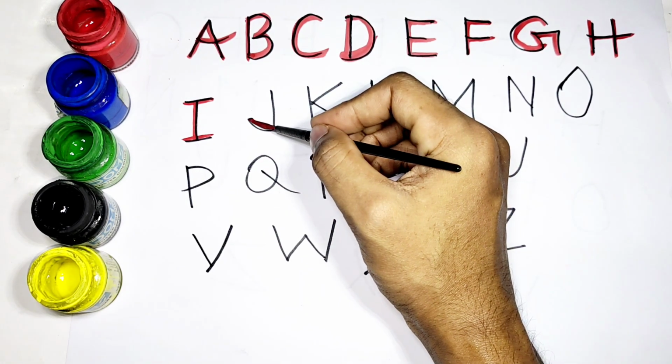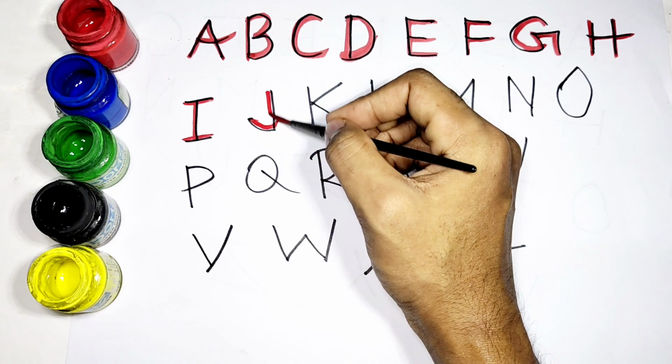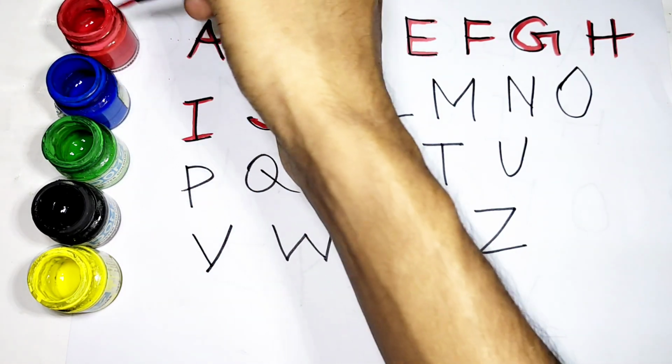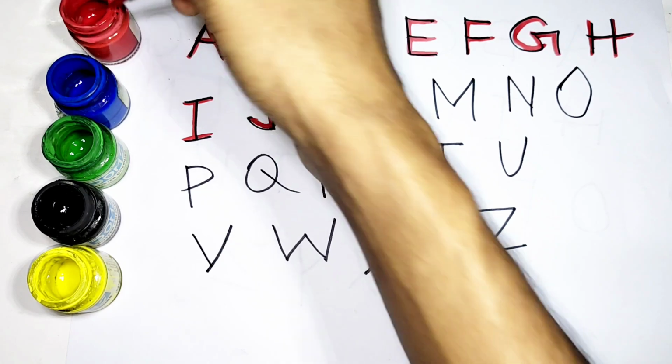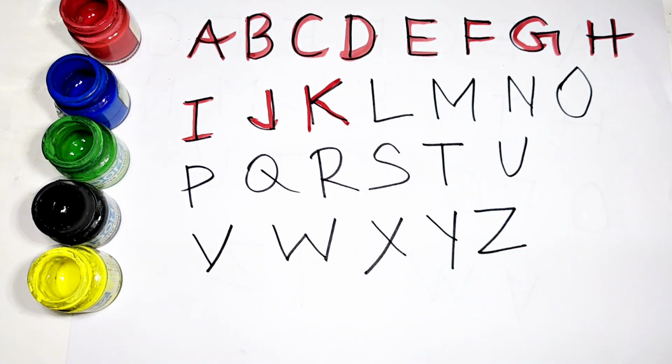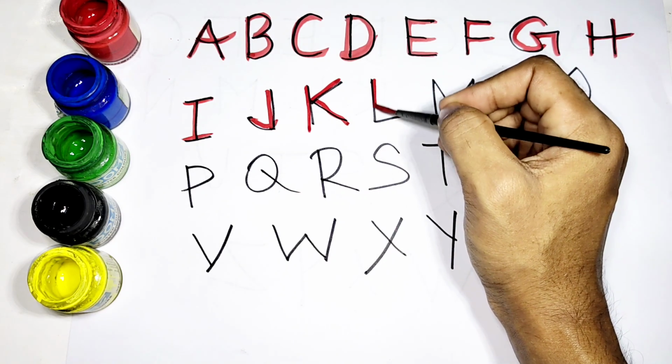The next one is J. J for jackfruit. Now we draw the alphabet of K. The next one is K. Now we draw L. L for lion, L for lemon.